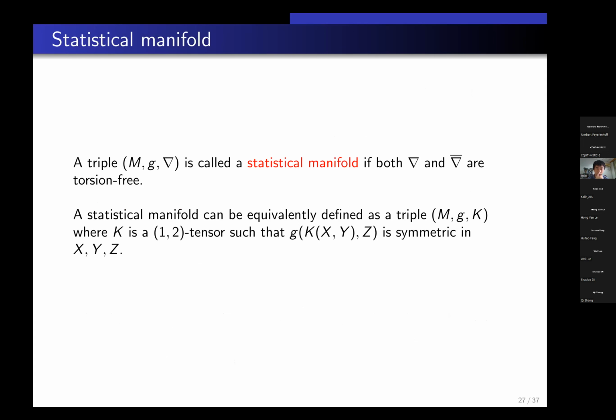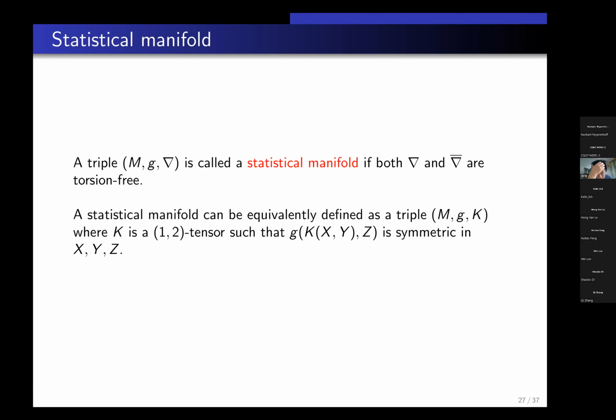Okay, so we are going to define this statistical manifold, which is a generalization of a flat Hessian manifold. When a Hessian manifold is flat, it is a statistical manifold. Okay, so statistical manifold.